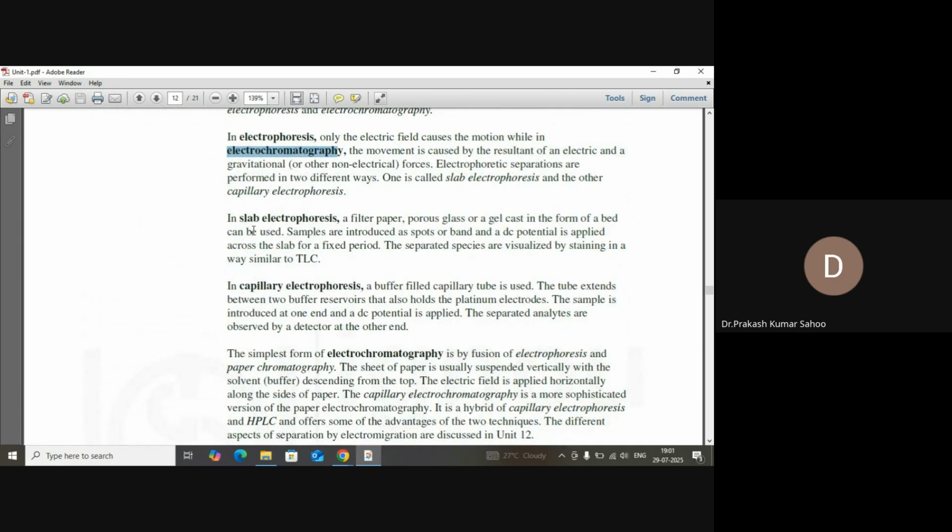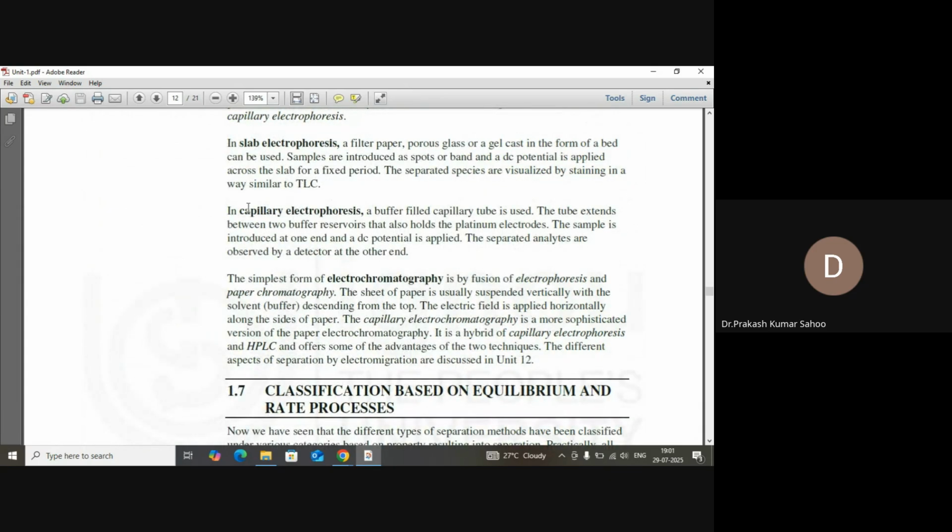Then in slab electrophoresis, a filter paper is used. In capillary electrophoresis, a capillary tube is used. So depending on the type of stationary phase we have, the chromatography is accordingly named.